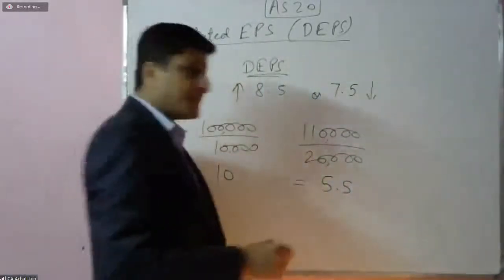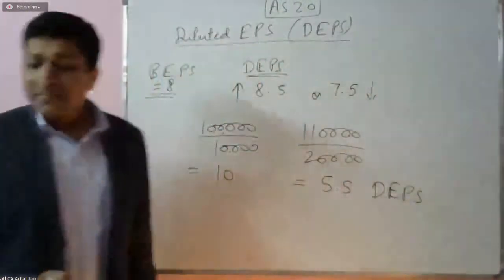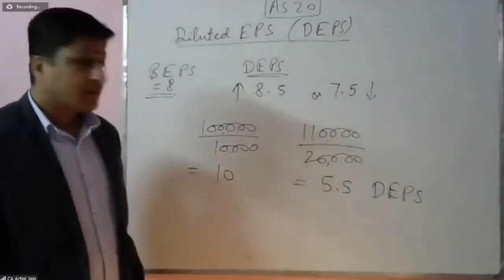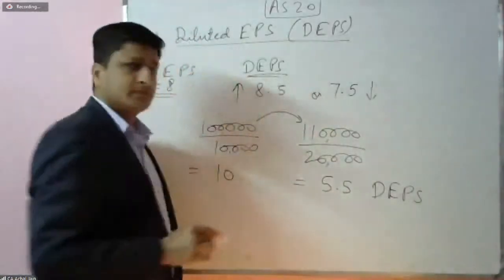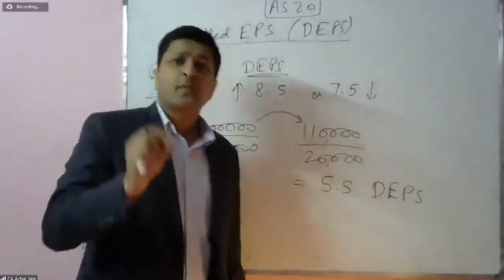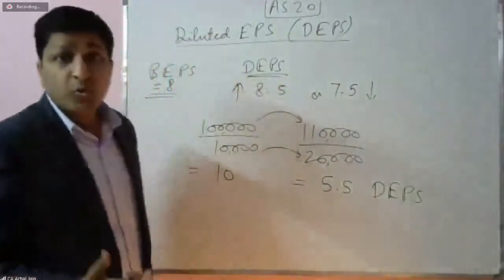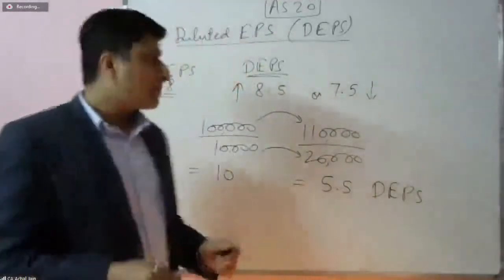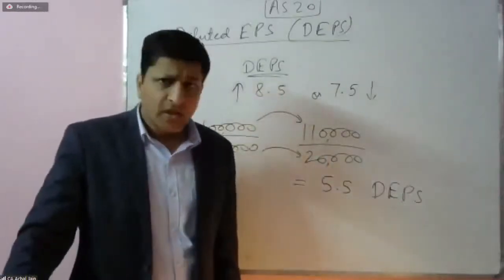So what do we call this EPS as? DPS. And please understand, why did this happen? This happened because even though the profit has increased, the profit has not increased in the same proportion in which the number of shares have increased. Means the proportion of increase in the number of shares is more as compared to the increase in the profit. Correct?